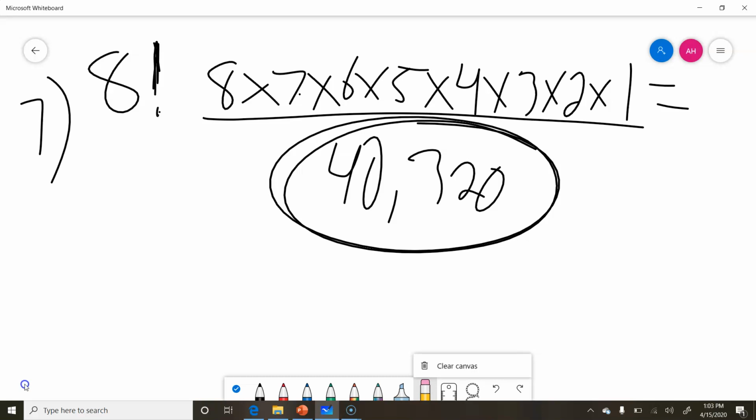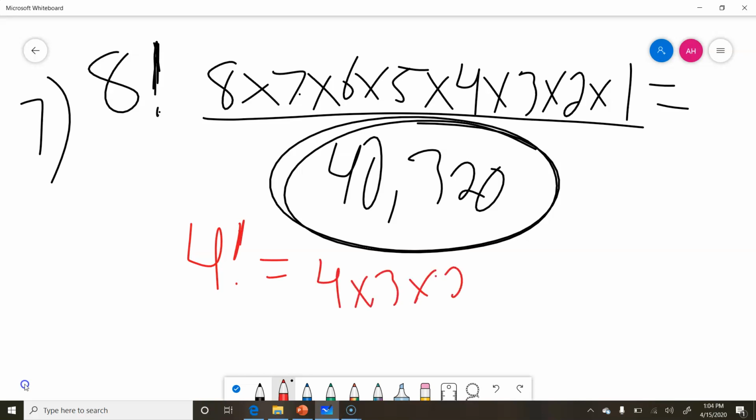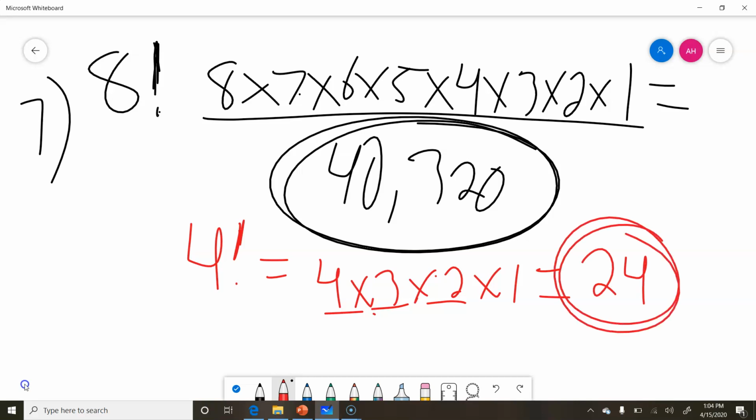That's review for factorial. You just write it out. So if it was 4 exclamation point, that's going to equal 4 times 3 times 2 times 1. Everybody remembers that? Not too bad. In this case, 4 times 3 is 12, and 12 times 2 is 24. So that would be if there was one like that.